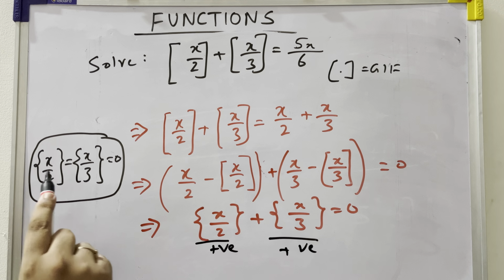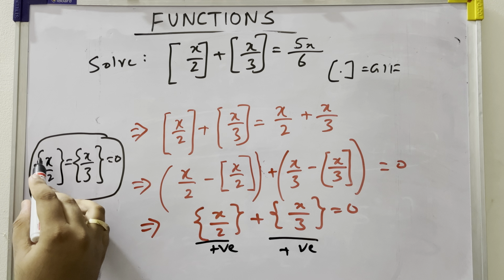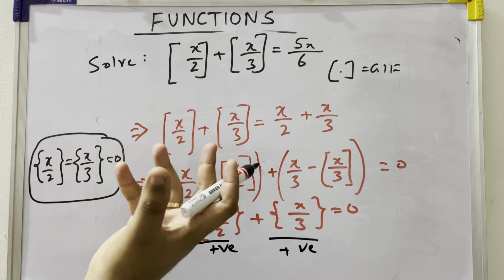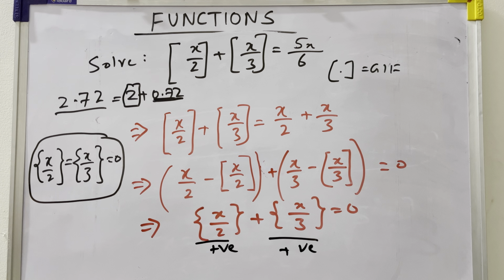Now, when is the fractional part 0? When this number is an integer. When this number is an integer, then only the fractional part will be 0. Right students? Just a few minutes back I took an example of 2.72, I think, or 7.5. So basically this number is built up of 2 plus 0.72, right? If this fractional part is 0, what remains? Only the integer remains.